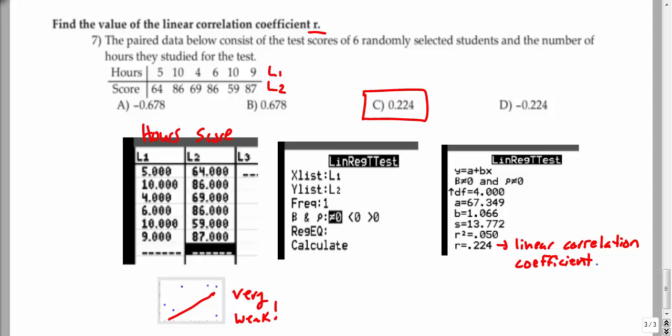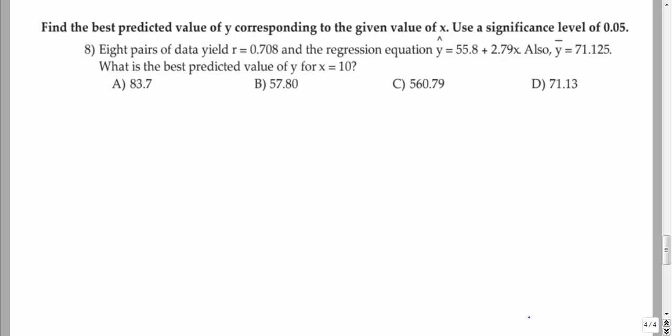Now, we didn't have to plot this, but I think plotting it is kind of helpful. It gives us an idea of what the picture of the graph is, and then I can compare that to the values that I have and hopefully come up with the correct solution. Okay, let's go ahead and look at number 8. Again, it's really important to read these bold directions. It says find the predicted value of y corresponding to the given value of x. Use a significance level of 5%.